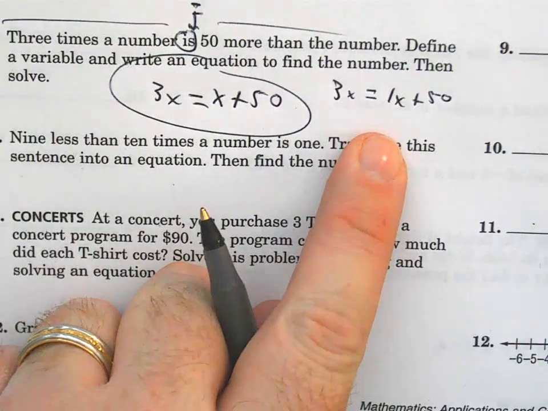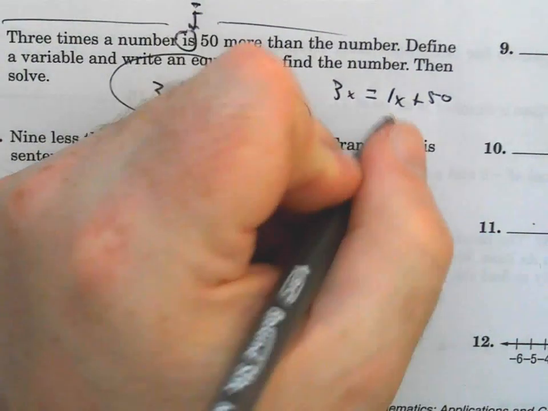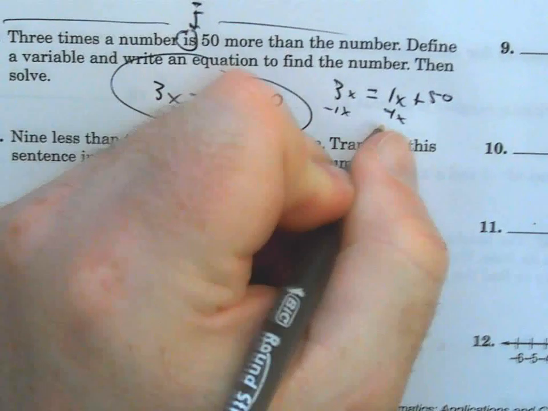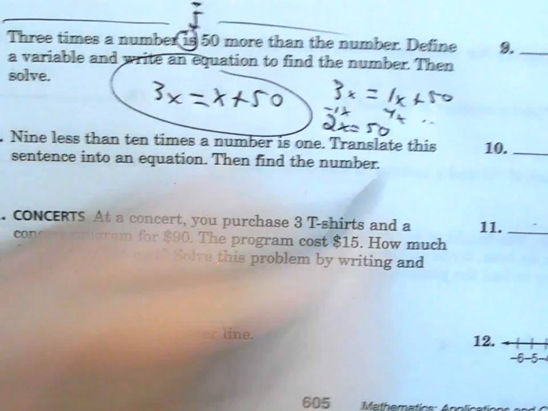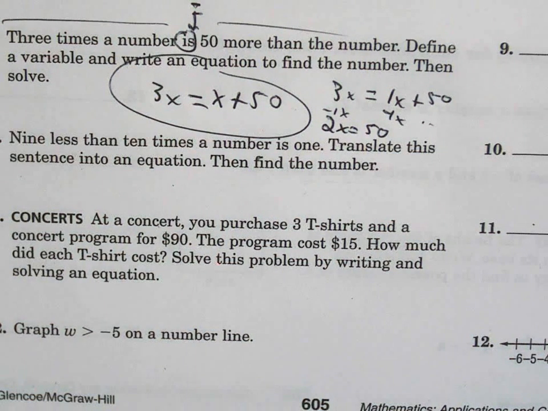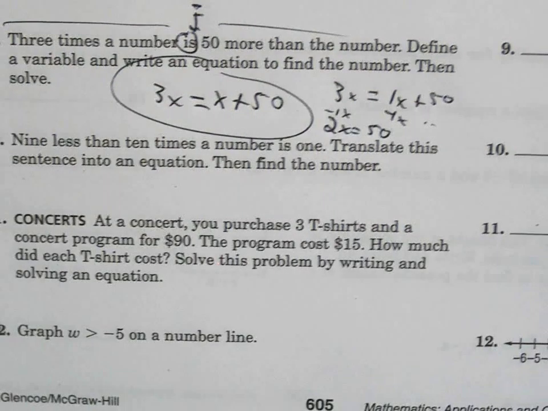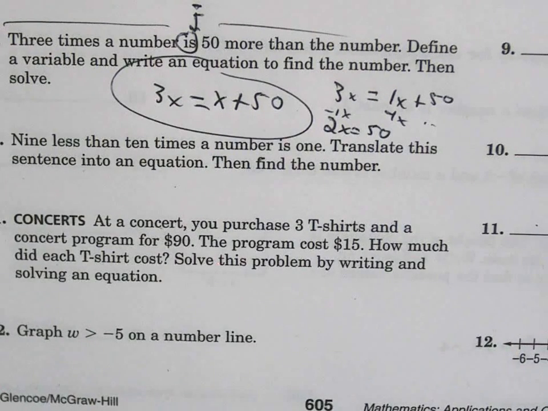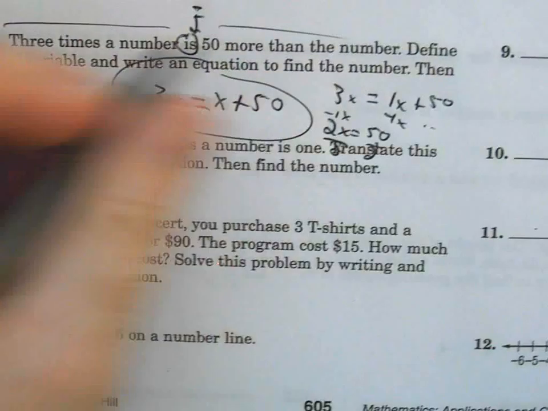How can I get rid of this 1x here? How do I get rid of that 1x? Tie: Minus 1x. Minus 1x, minus 1x. I'm going to get 2x equals 50. Last but not least, who can raise their hand and tell me what 2 and x next to each other mathematically mean? When a number and a letter are next to each other, Boyd, what does it mean? Multiply. What's the opposite of multiplying, Boyd? Divide. Divide by 2, divide by 2.